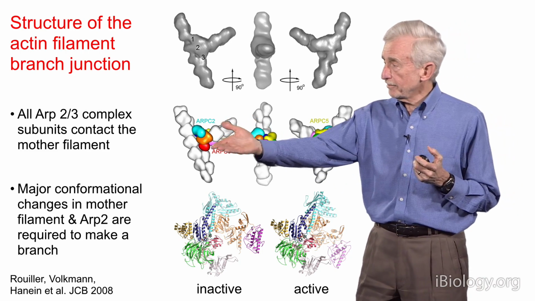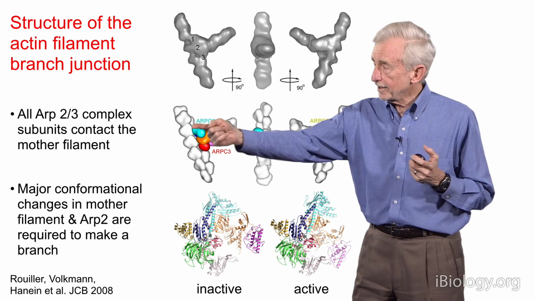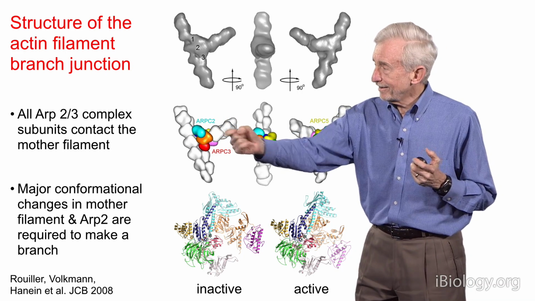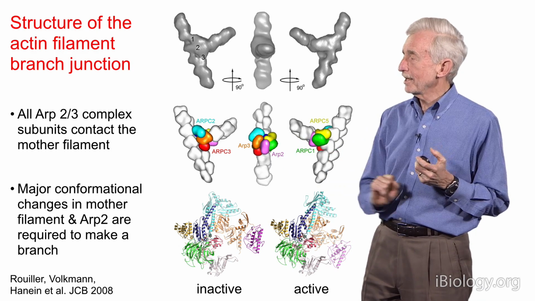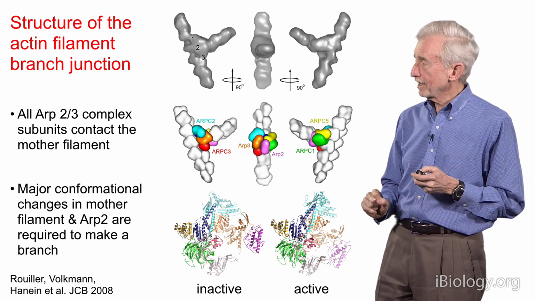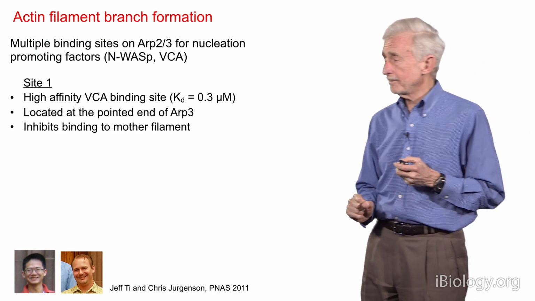You can appreciate that from the reconstruction. You can see here ARP3 right here and ARP2. You can see them end on right here, ARP3 and ARP2. They're the first 2 subunits in the branch. So how does this all happen?